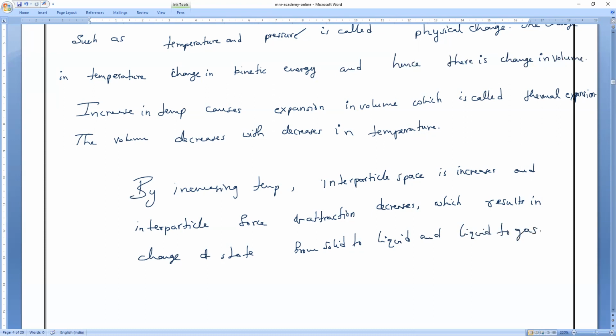Liquid to gas also. So if you want to convert solid to liquid, liquid to gas, you have to increase the temperature or decrease the temperature? Everybody. Increase the temperature. Now, if I do the reverse process, can you tell me by decreasing temperature, what will come?